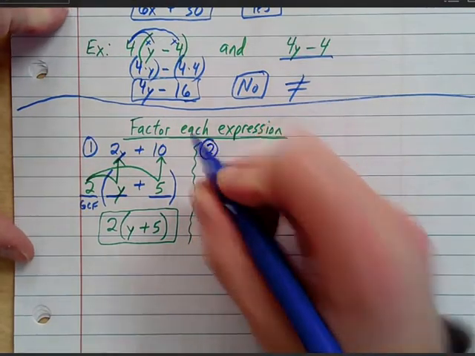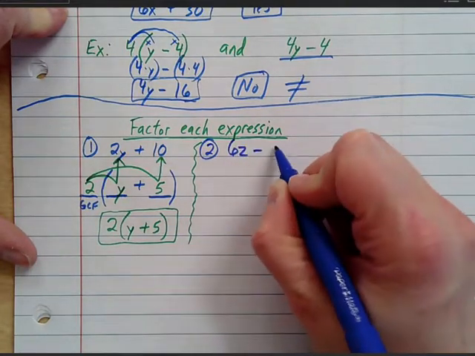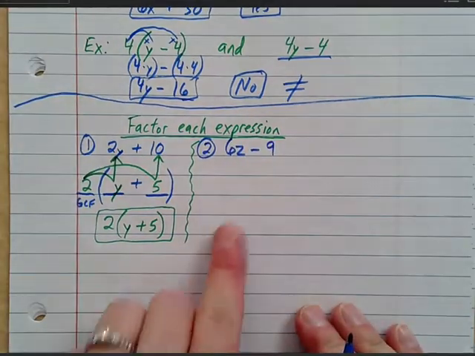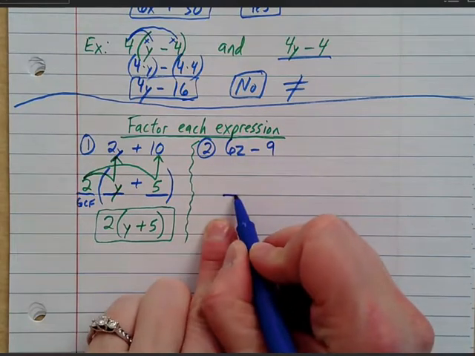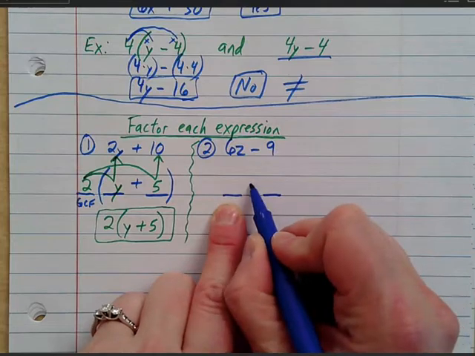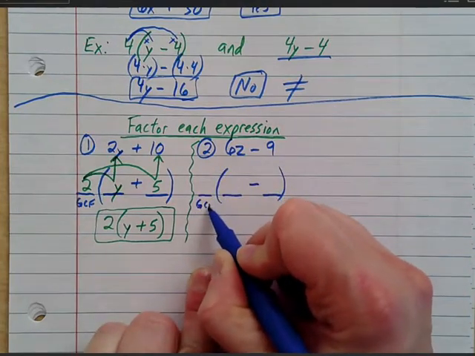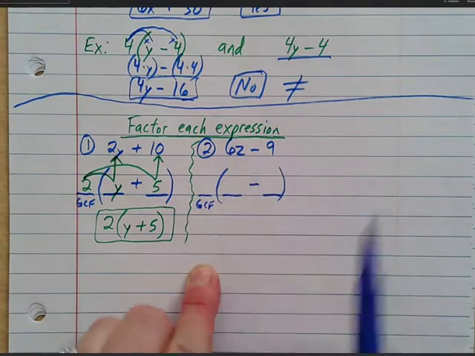Number 2, the example is 6z minus 9. So to set this up, we skip a line, we put a blank under the 6z, a blank under the 9, minus in between, parenthesis, parenthesis, and we label this line GCF. So what is the greatest common factor with 6 and 9?